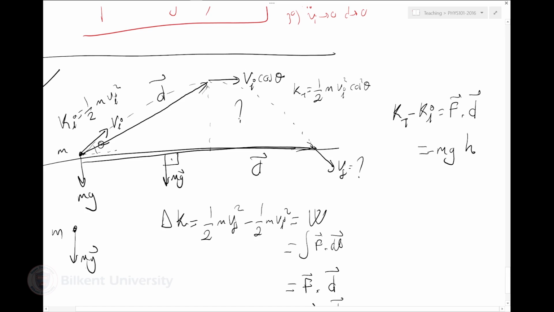So let's write everything down. I have 1/2 m vi square cosine square theta minus 1/2 m vi square is minus mgh. The m's cancel. So h is vi square over 2g times 1 minus cosine square theta. So h is (vi sine theta) square over 2g.